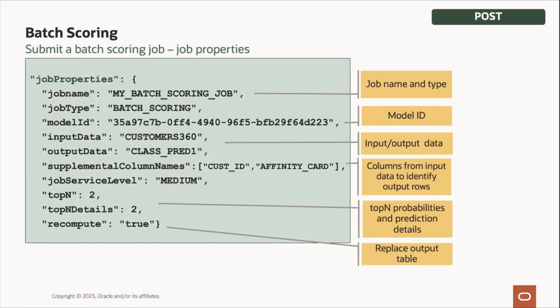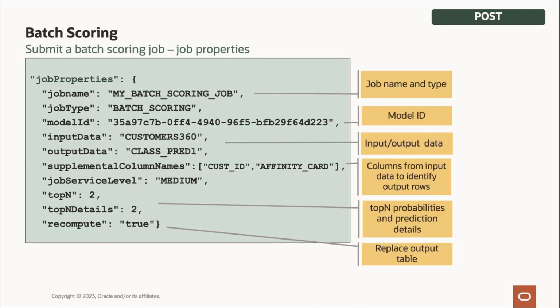from that prediction. Additionally, we can specify supplemental columns we'd like in that output data table, our database service level, and our top N predictions and top N details. This tells us the number of top predictions we want returned for each row. So say we have a classification case and there's 5 possible values that this classification can be. Top N will return the top 2 predictions given by the model.